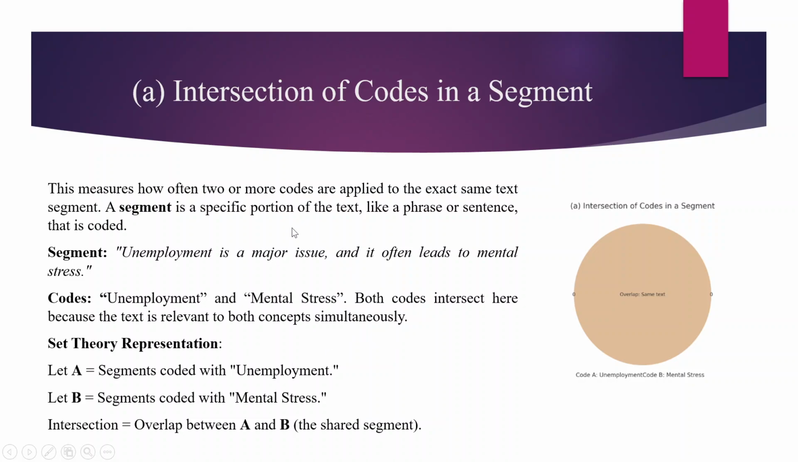Let's understand this concept with the help of set theory representation. Let A be segments coded with unemployment. Let B be segments coded with mental stress. The intersection, the overlap between A and B, is the set segment. So you can see the overlap: the same text, the same segment, has been coded as unemployment and coded as mental stress. This is the intersection of codes in a segment.